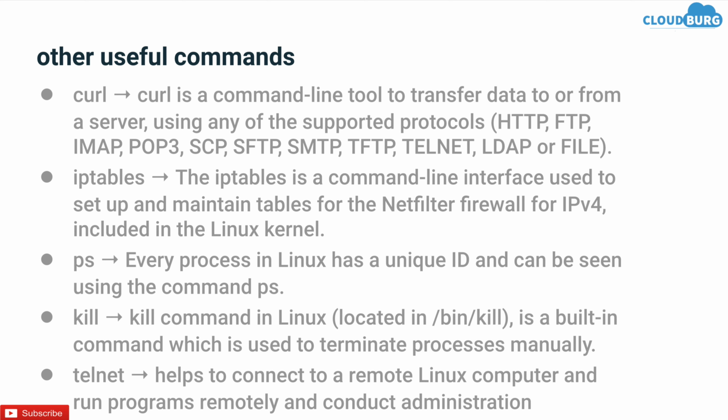iptables. The iptables command is a command line interface used to set up and maintain tables for the Netfilter firewall for IPv4 included in the Linux kernel. ps command. Every process in Linux has a unique ID and can be seen using the command ps. Kill command. The kill command in Linux, which is located in /bin/kill, is a built-in command which is used to terminate a process manually. If you want to kill all the processes, then you can use the killall command. Next is the telnet command. Telnet helps to connect to a remote Linux computer, run programs remotely and conduct administration.